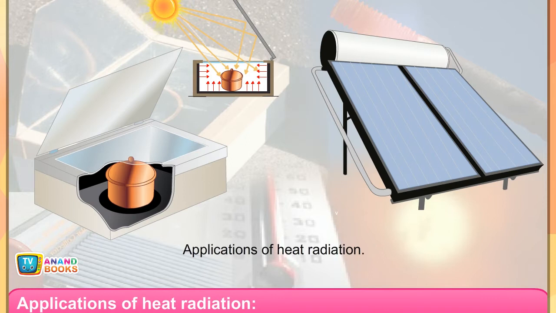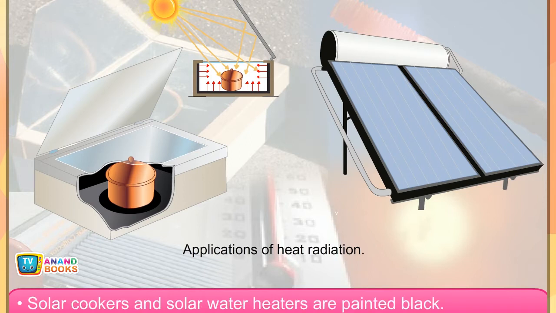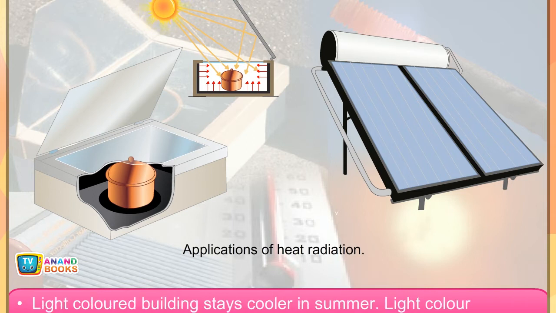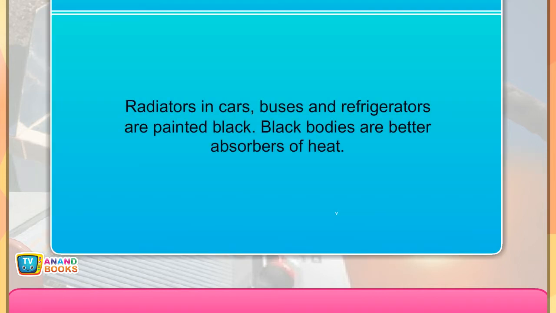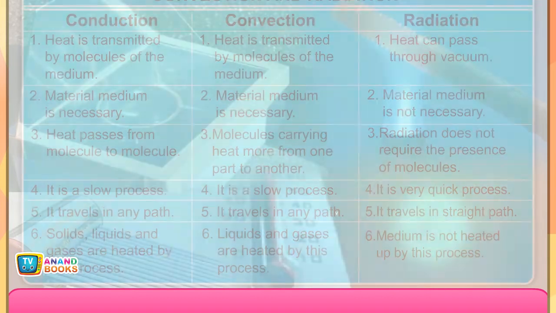Applications of heat radiation. Solar cookers and solar water heaters are painted black. They absorb heat. Light-colored buildings stay cooler in summer. Light color reflects most of the heat radiation. Coffee and tea stay hot longer in shining pots. Did you know? Radiators in cars, buses and refrigerators are painted black. Black bodies are better absorbers of heat.